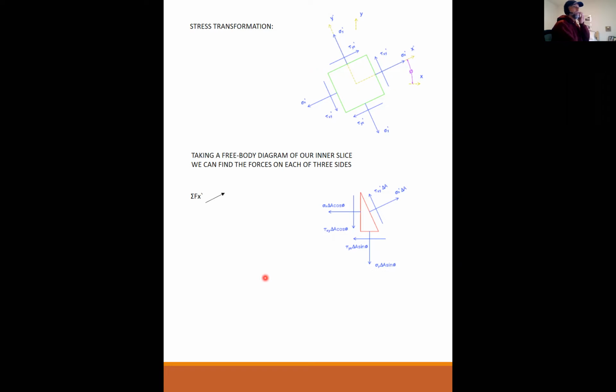Okay, so now what we're going to do, and this is a little busy and hard to read through, so I'll try to explain it so it makes sense. We're going to sum all the forces in the x prime direction, which is this inclined, rotated x prime axis. We're going to sum all the forces in x prime, and all the forces in y prime. And we're going to end up with expressions that relate the x coordinate system to the x prime coordinate system. That's our end goal.